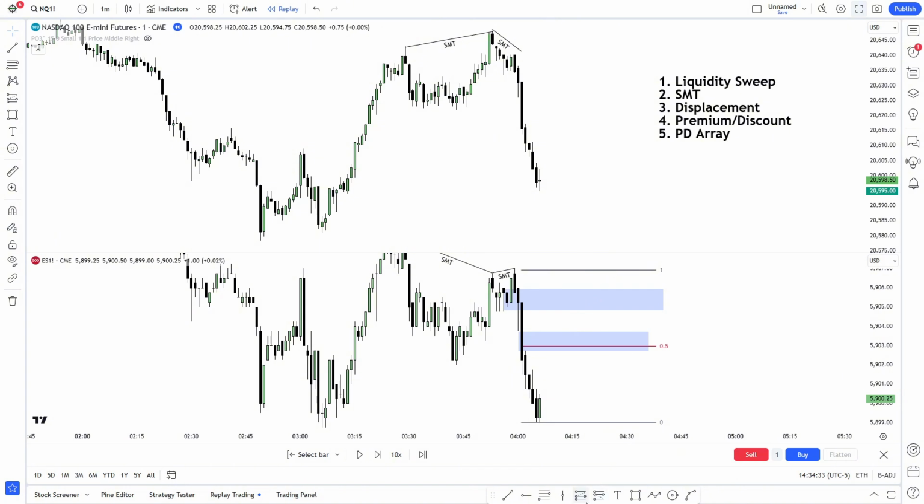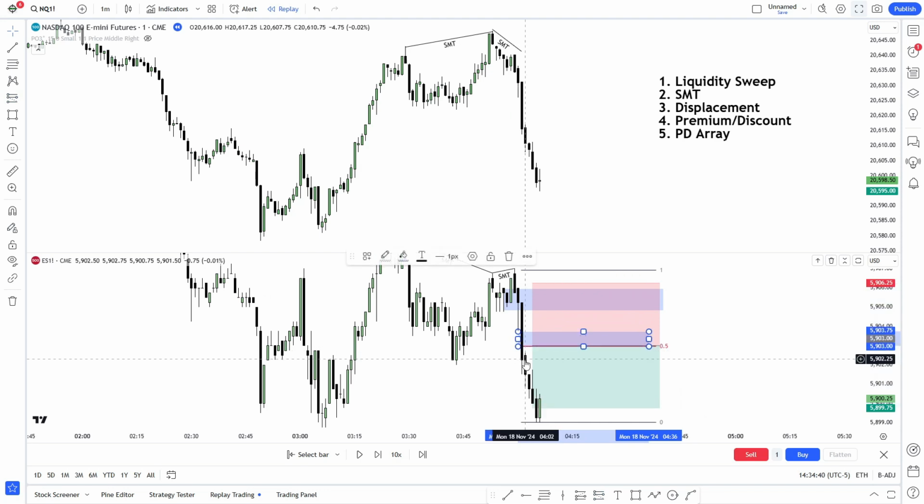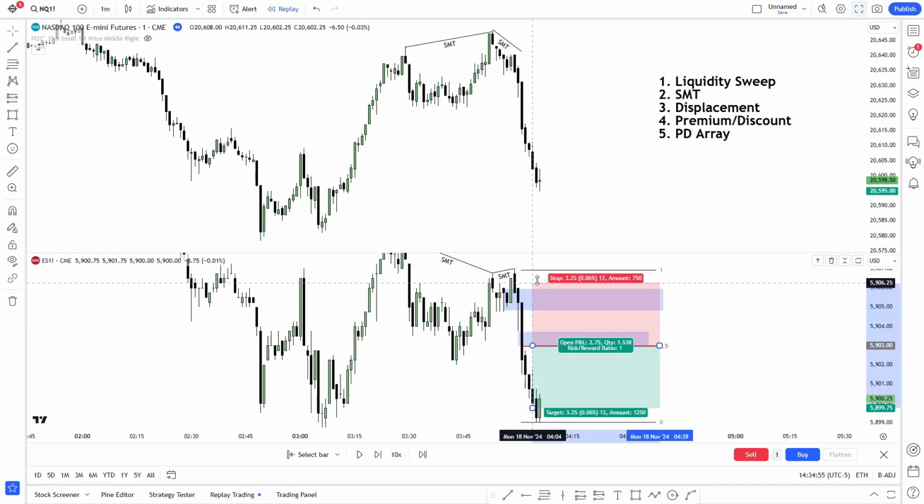So just to be sure, I'm going to be entering right on the fair value gap at equilibrium. Okay, so we can remove that because it's in a discount. We want to be entering in a premium, and then placing our stop loss right above the high.